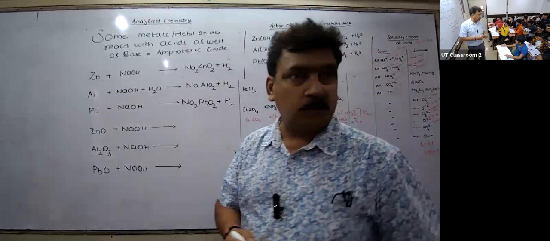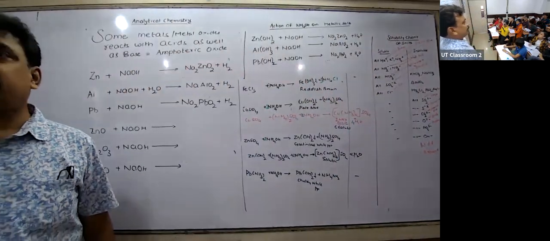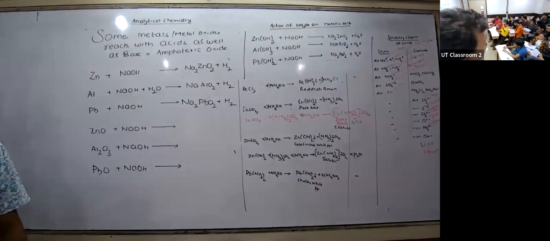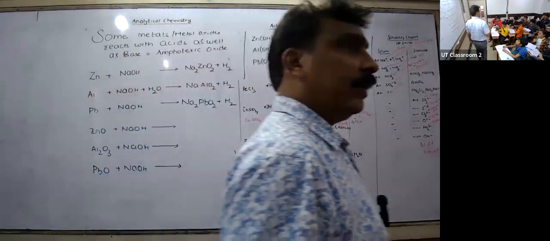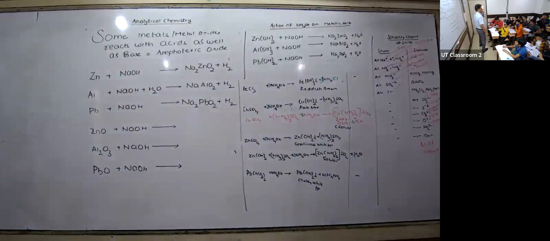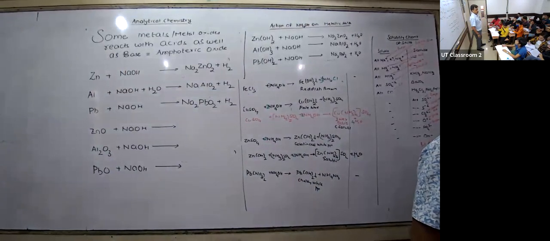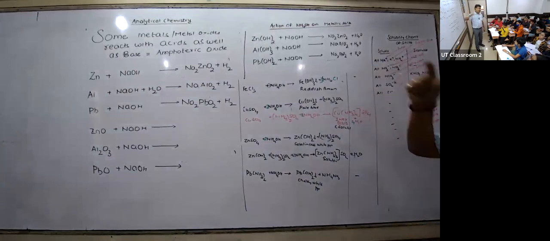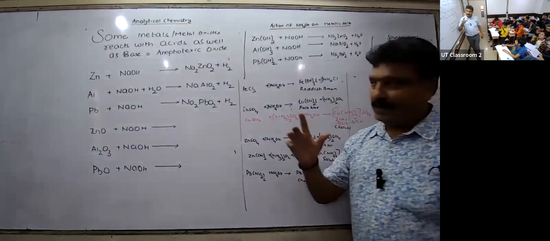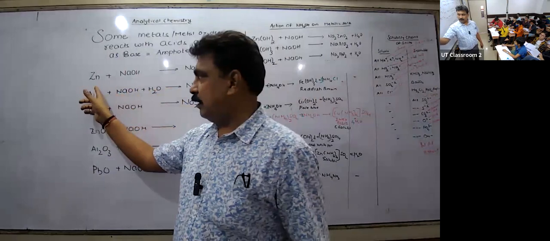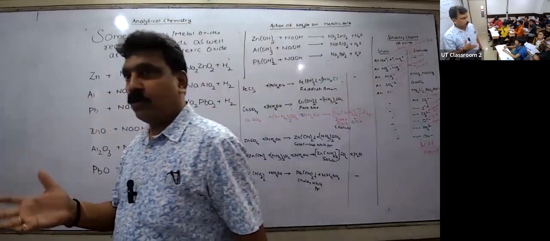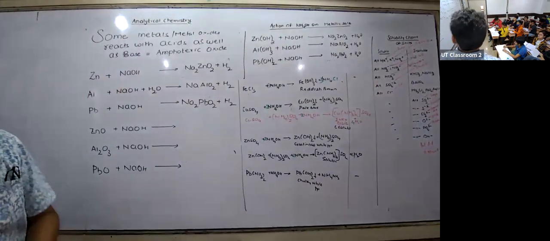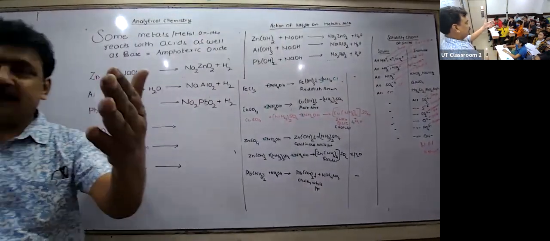Now, please pay attention over here. Let us see this reaction. Now, what is important? Metals are famous for reacting with acids. But there are certain metals which not only react with acids, but also react with bases. There are three unique metals: zinc, a transition element, aluminium, a normal element, and lead, also a normal element. They have a tendency to react not only with acid, but also base.